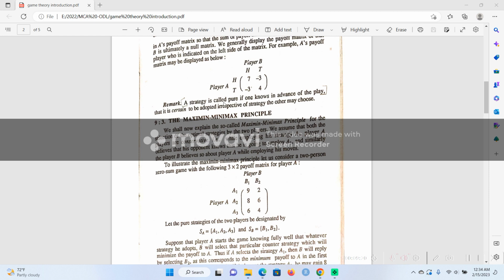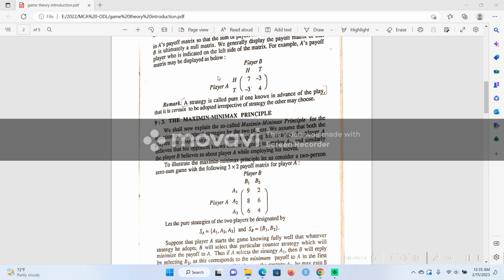So next we should know what is meant by a pure strategy. A strategy is called pure if one knows in advance of the play that it is certain to be adopted, irrespective of the strategy the other may choose. So in advance, anyone may know what strategy the opponent is going to take, then that strategy is known as a pure strategy.